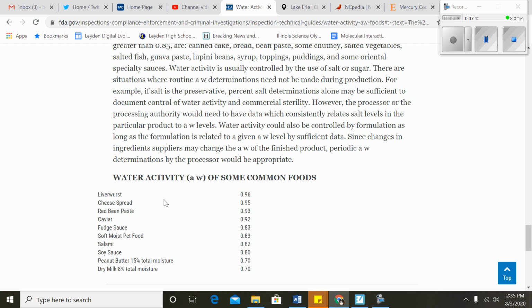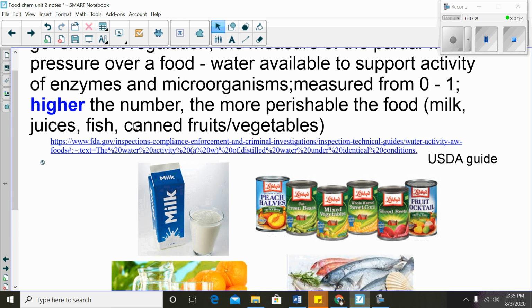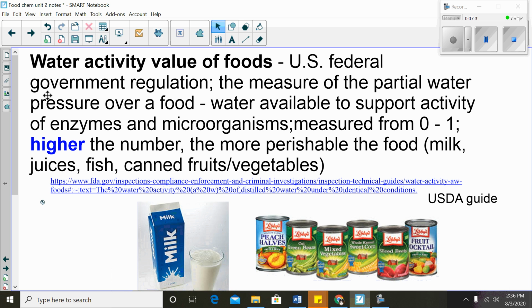So like liverwurst at 0.96 or cheese at 0.95 versus dry milk at 0.7. So a cheese spread or liverwurst would be more perishable than dry milk. So the number here is closer to 1. So that's what that means. Okay, so this is a U.S. federal government regulation.